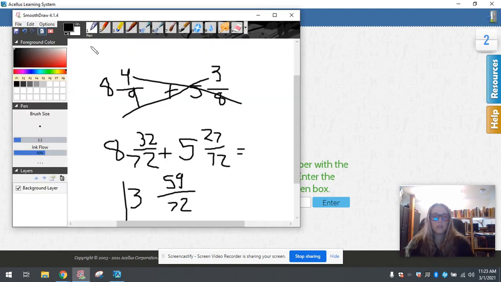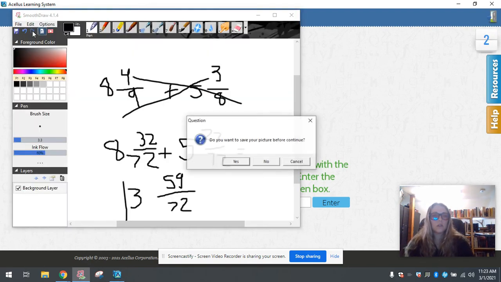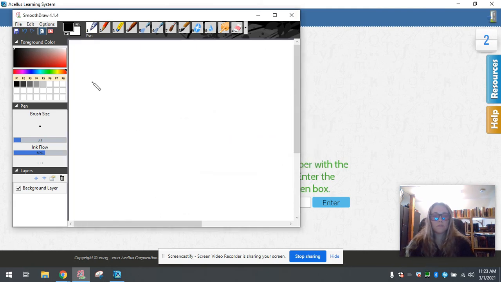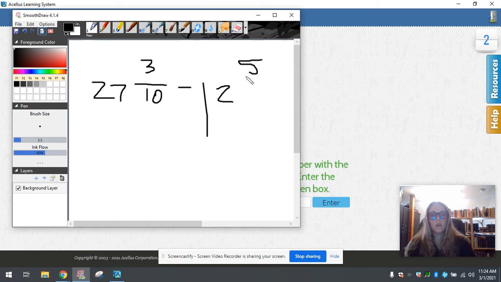27 and 3/10 minus 12 and 5/9. Whoa. My fingers don't like writing this way and they're tired now. Okay. Find a common denominator.